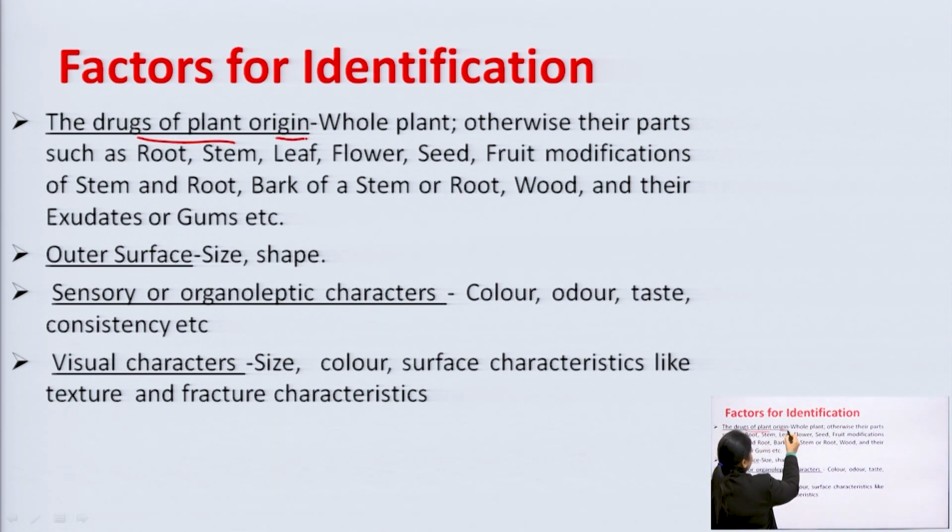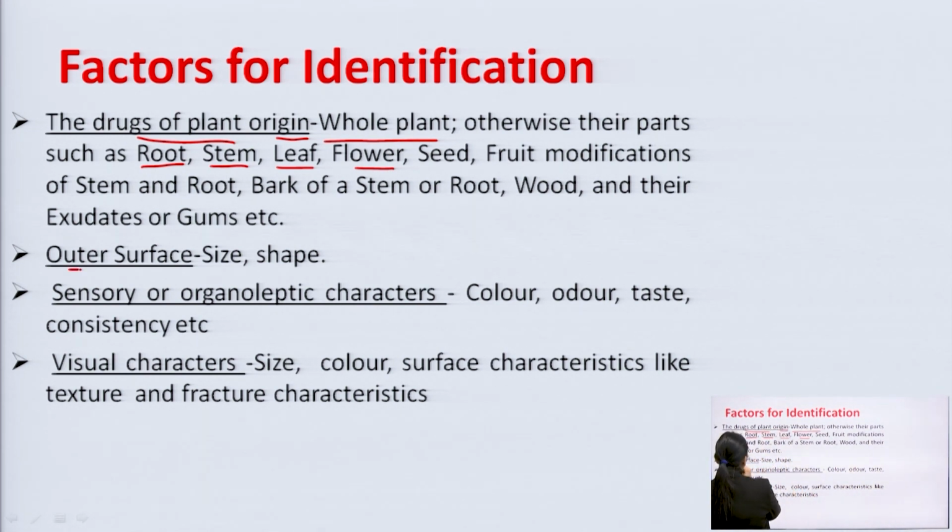The drugs of the plant and origin: whole plant. You have to consider whether all the features of the whole plant, or of some part of it, or of its root, stem, leaf, flower, seed, fruit, modification of the stem and root, bark of a stem or root or wood, or their exudate or gum. So you have to identify exactly which plant part or which whole plant is your herb which you have to target, which you have to select.